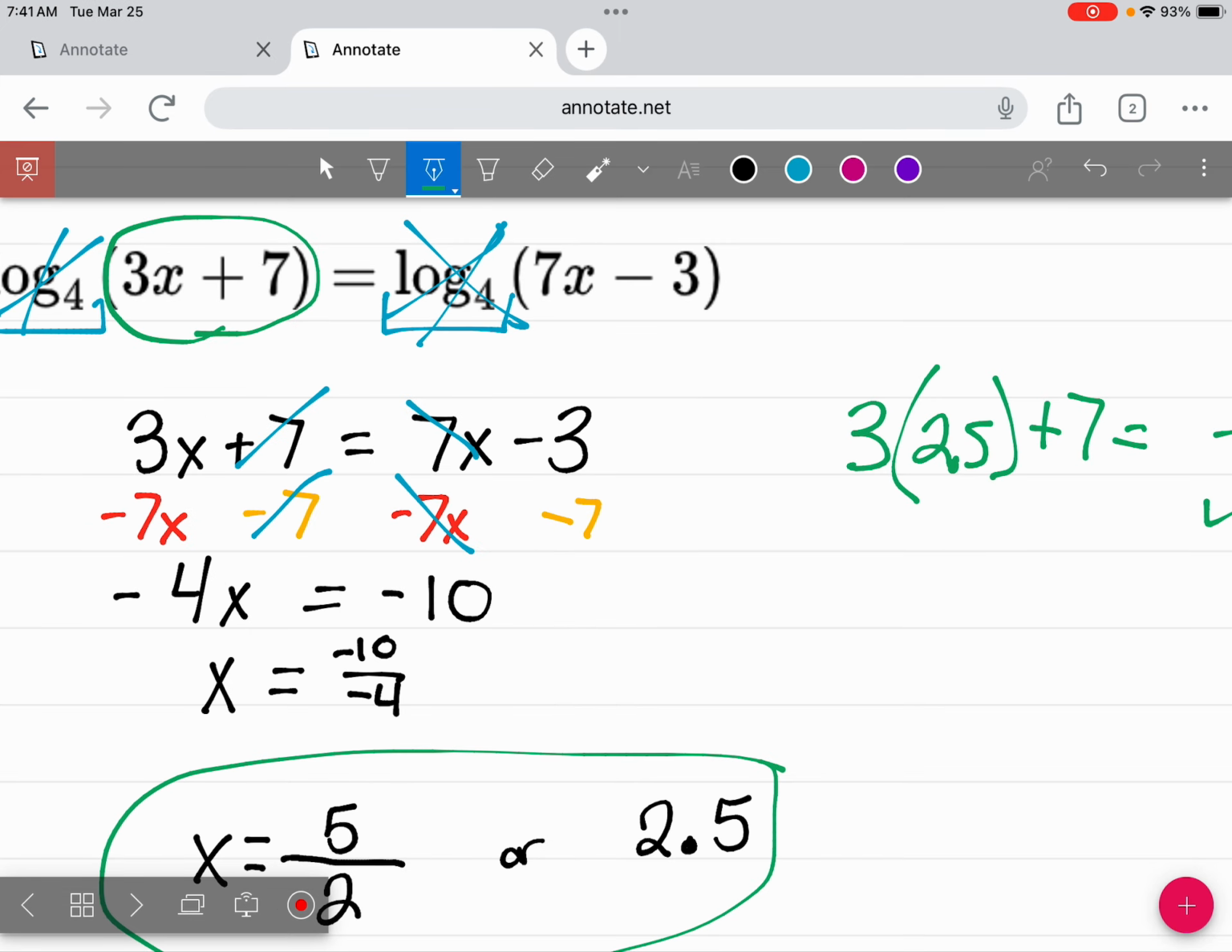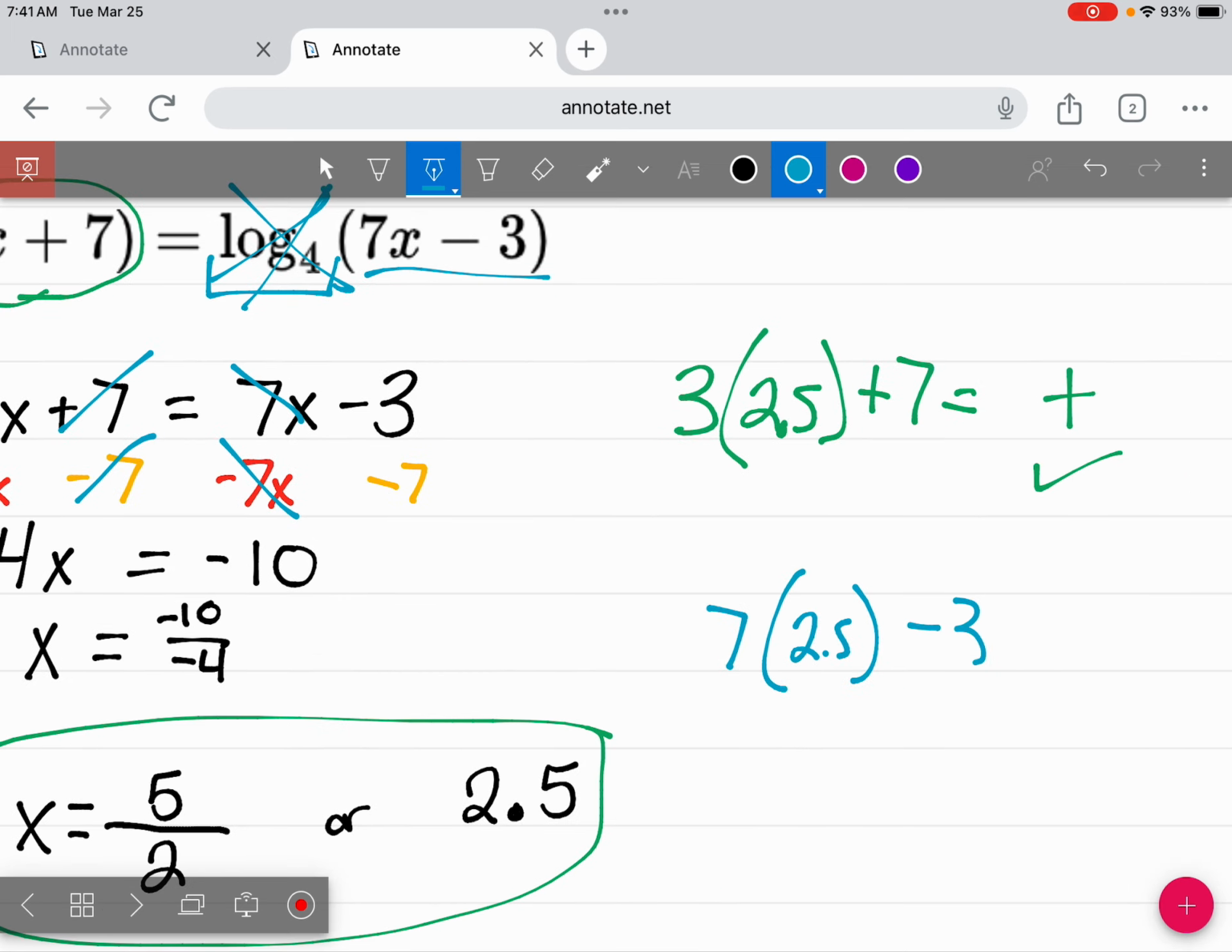What about for our other argument? We've got our 7x minus 3, 7 times our 2.5 minus 3. What do we think? Is that going to be positive or negative? Positive, because 7 is bigger than 3. Multiplying it by 2.5 is only going to make it bigger. So that's definitely going to be positive.